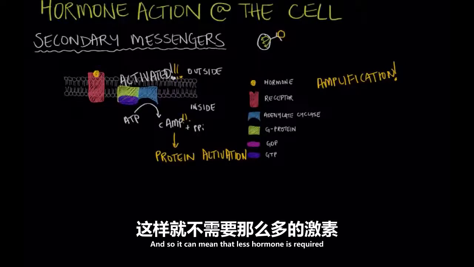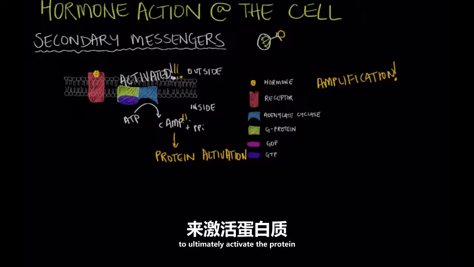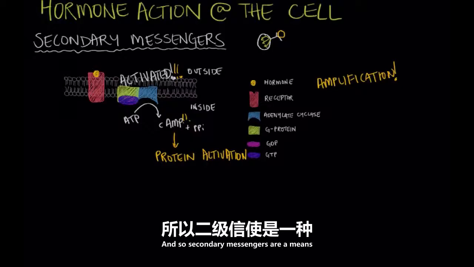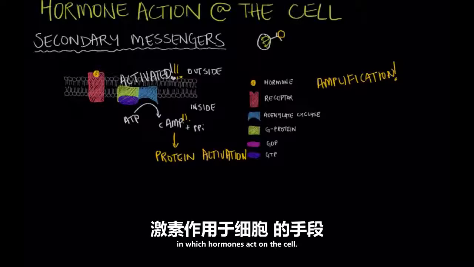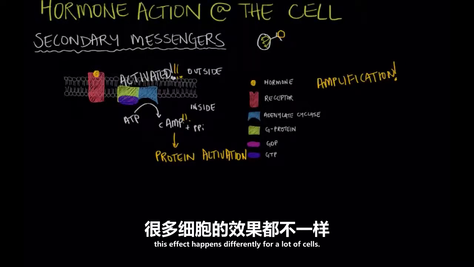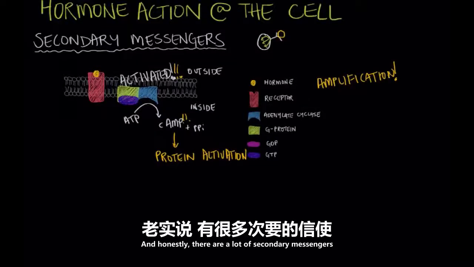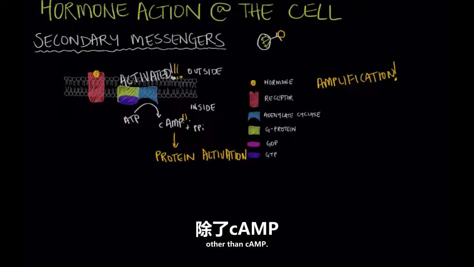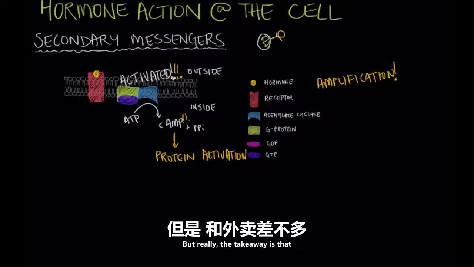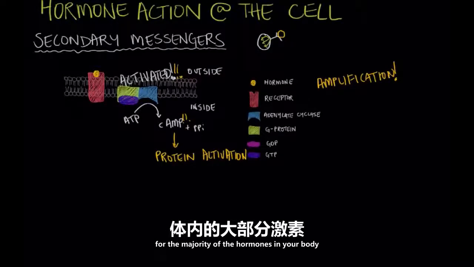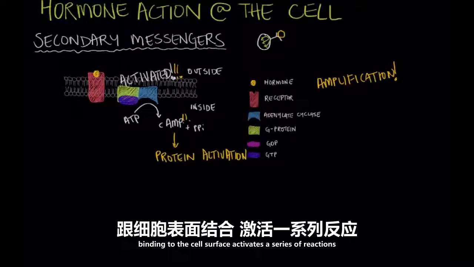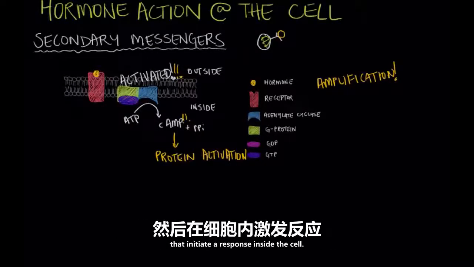And so it can mean that less hormone is required to ultimately activate the protein or the effect that's being desired. And so secondary messengers are a means in which hormones act on the cell, but really, if I'm being honest, this effect happens differently for a lot of cells, and all of the mechanisms of secondary messenger hormone action aren't known right now. And honestly, there are a lot of secondary messengers other than cAMP. But really the takeaway is that for the majority of the hormones in your body, binding to the cell surface activates a series of reactions that initiate a response inside the cell.